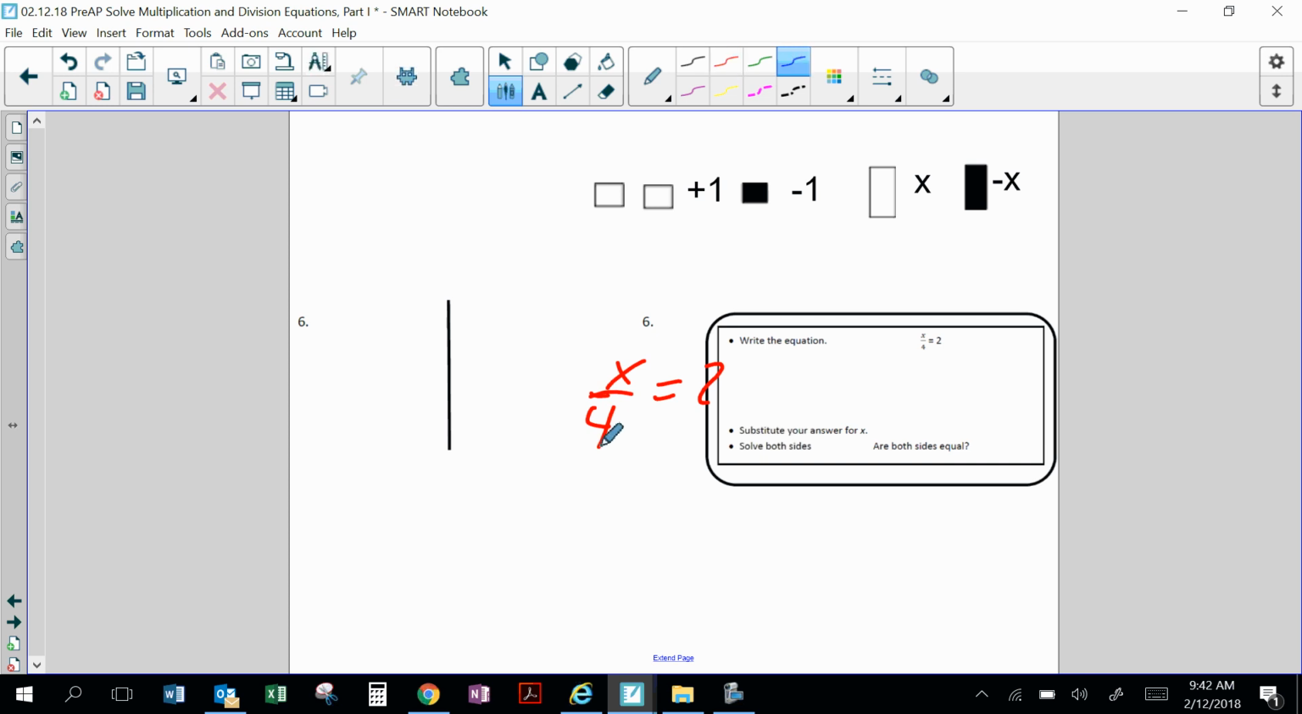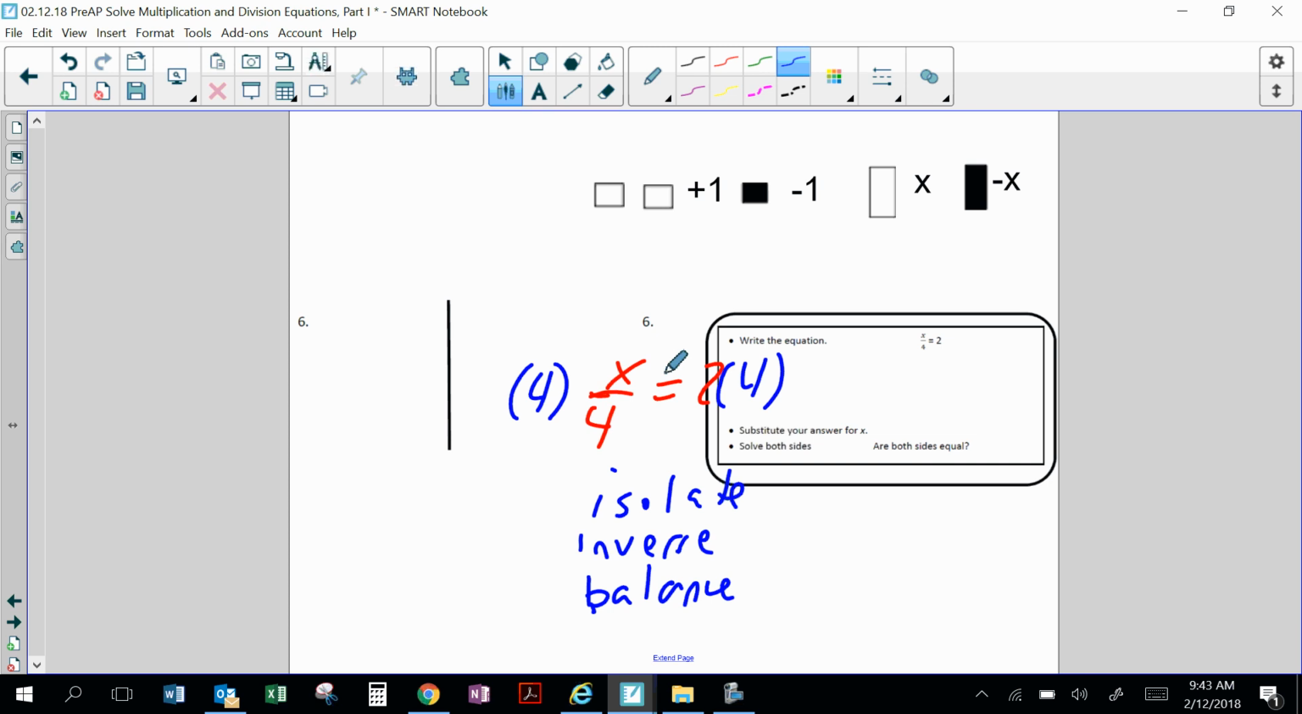Welcome back. So this is divide by 4. The inverse of divide by 4 is times 4. Is x isolated? No. So we need to figure out what is the inverse of divide by 4. It's times 4. So we need to balance it on both sides. That's why I wrote times 4 on both sides. And now we need to cancel. What's 4 divided by 4? 1 whole, or 1x. X equals 8.